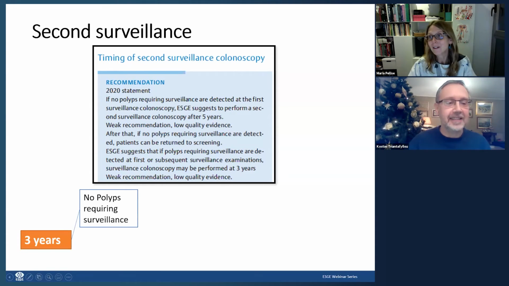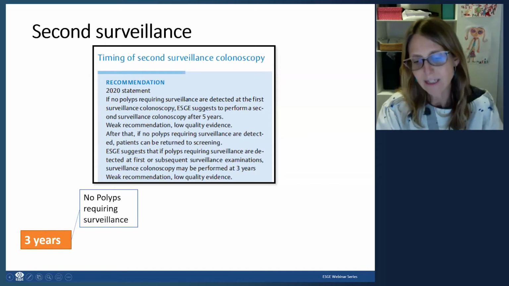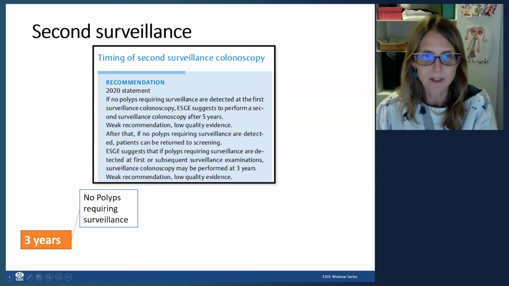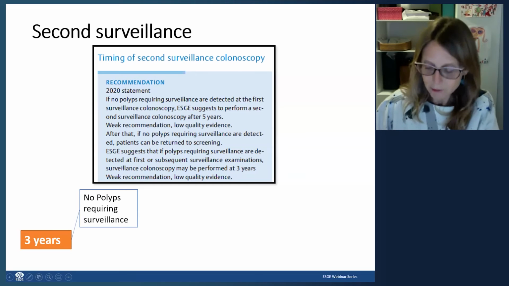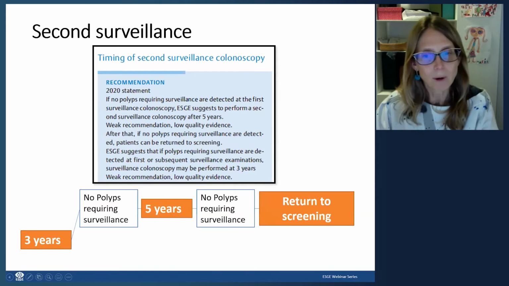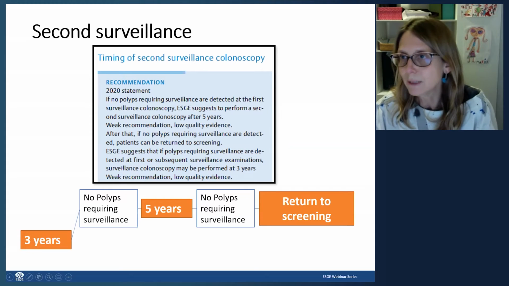So yes, now that we know that, those people that have less than 5 adenomas, less than 10 millimeters, all with low-grade dysplasia, or serrated lesions less than 10 millimeters, they don't need any surveillance. The other ones will need a 3-year surveillance. And once we do this 3-year surveillance, what happens afterwards? Well, if after 3 years we do a new colonoscopy and we don't find any polyp requiring surveillance, then we can do the next surveillance at 5 years. And if then no polyps are found, then we can tell this person that he can return to screening in 10 years or have a colonoscopy in 10 years.